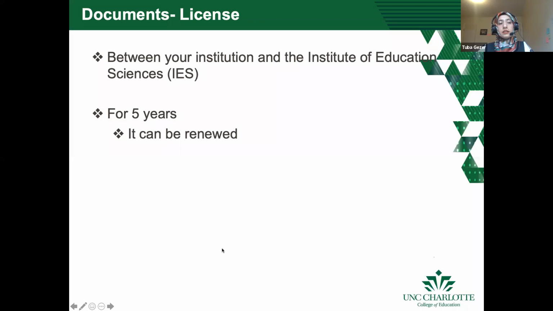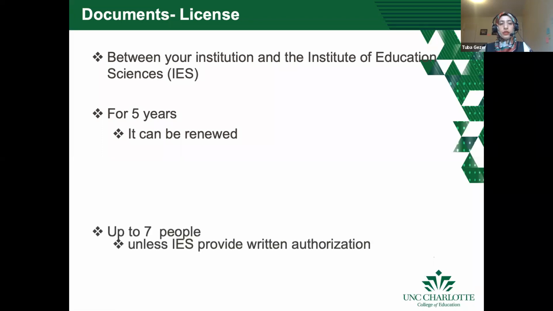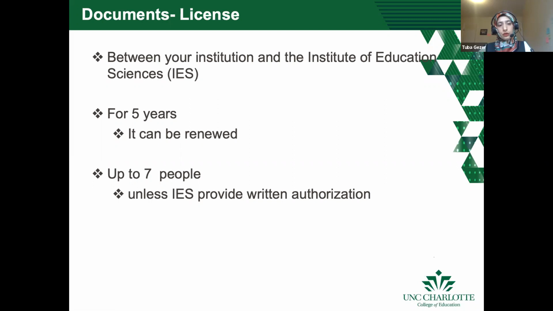Each license can be for 5 years. You can also renew your license when it is at the end of 5 years. You can include up to 7 people unless you have a written authorization from IES. So you cannot just say, oh, we are 20 people in a classroom, let's get that license and use it. It can be up to 7 people, so they have a limitation on that. And also your principal project officer will sign the license. A student or other user doesn't need to provide signatures.